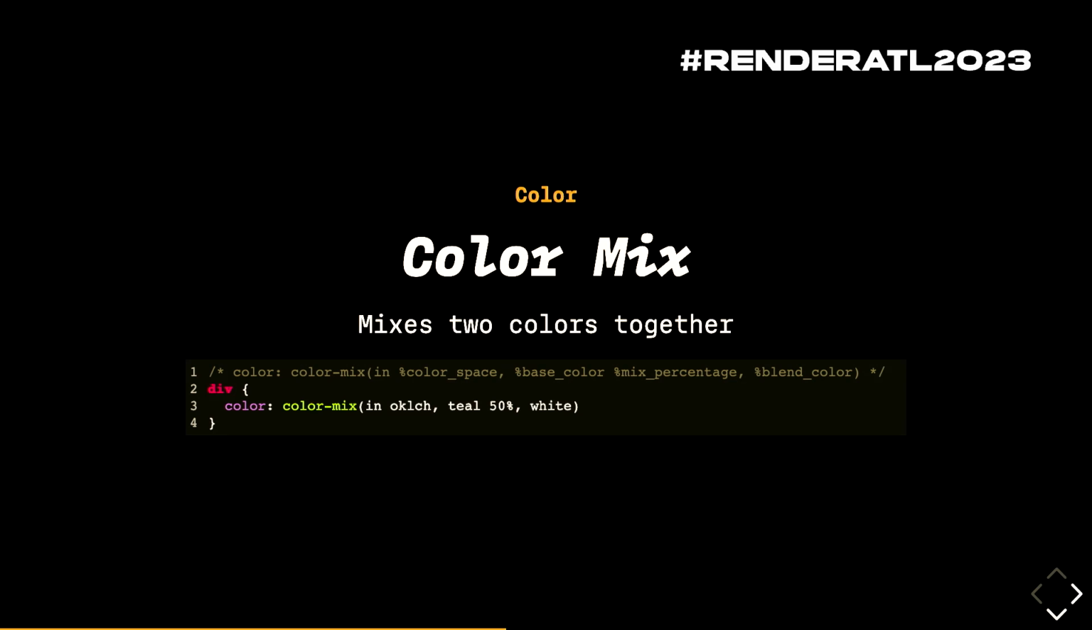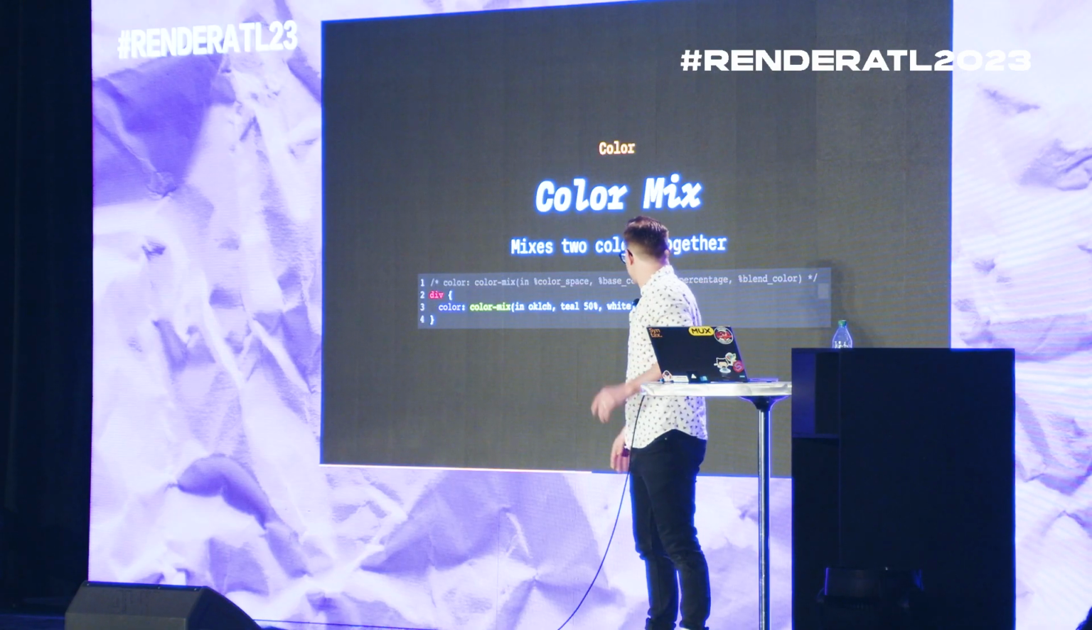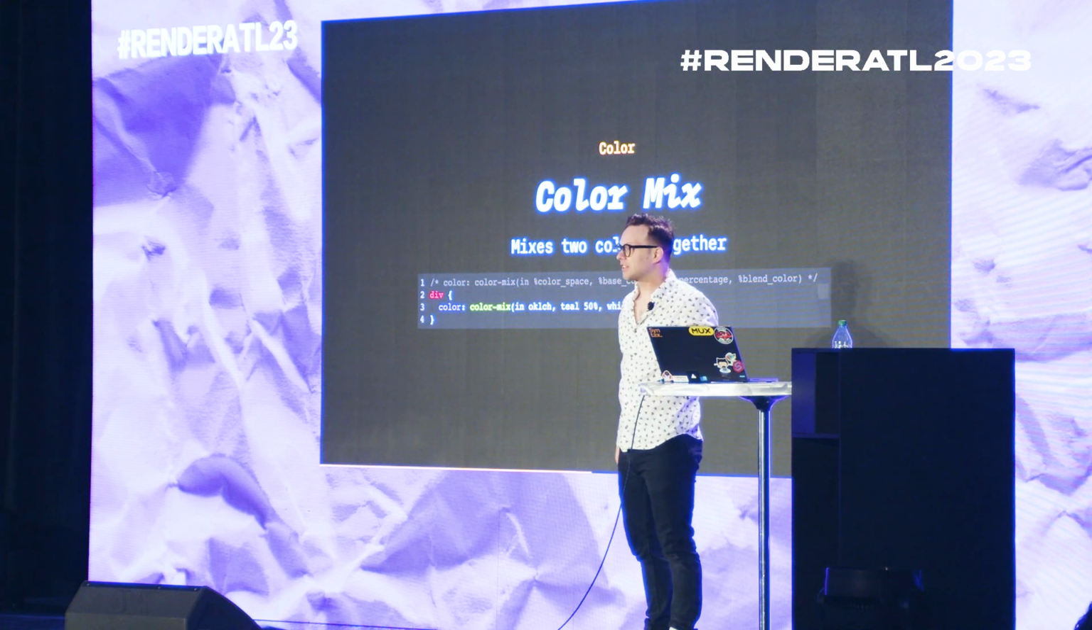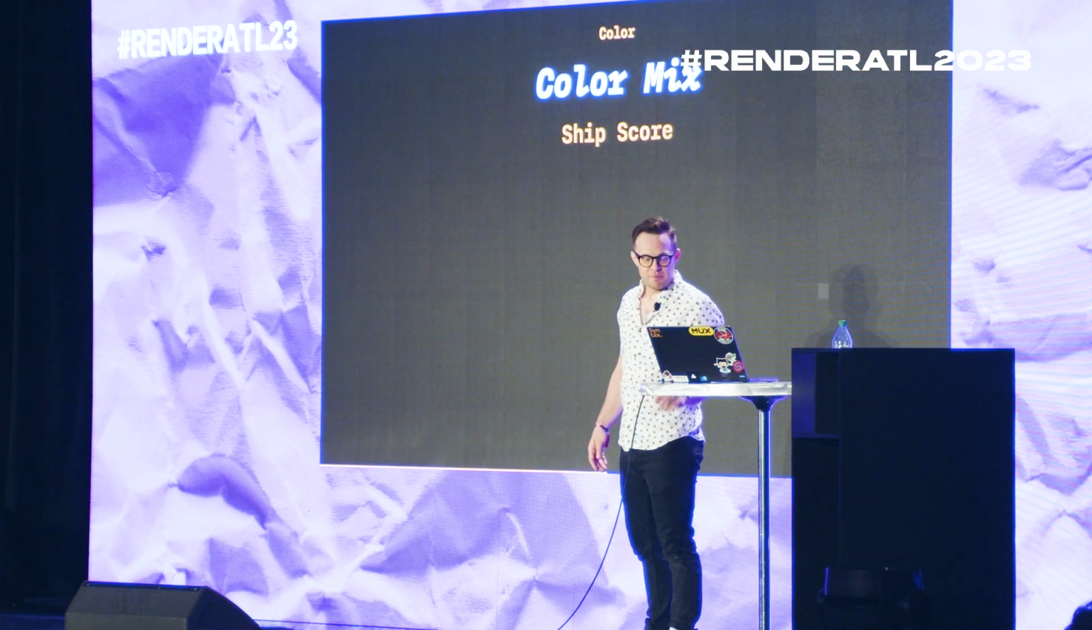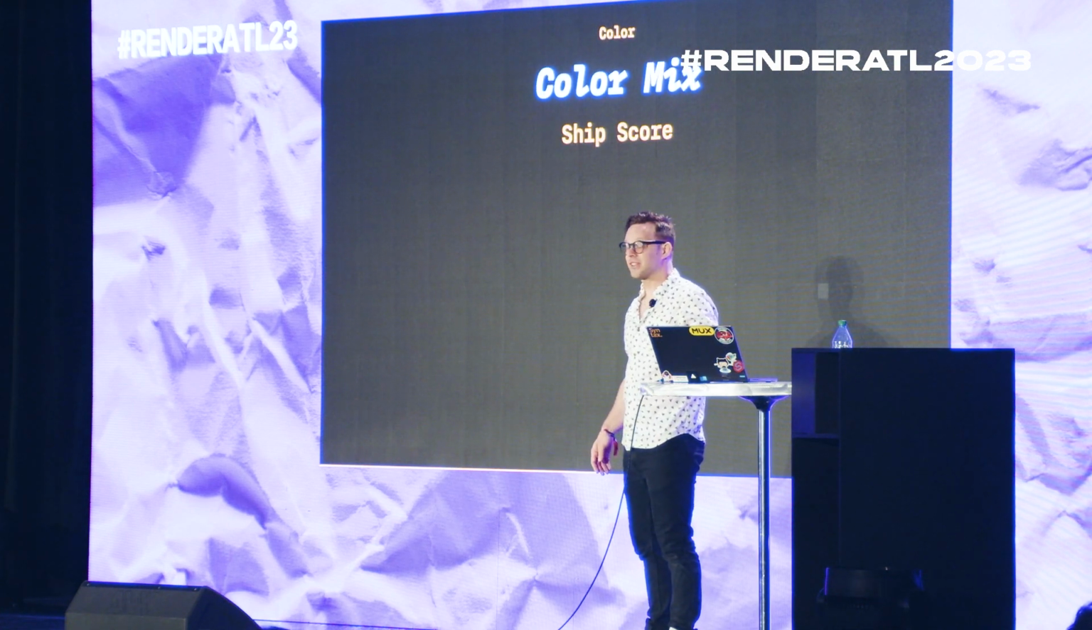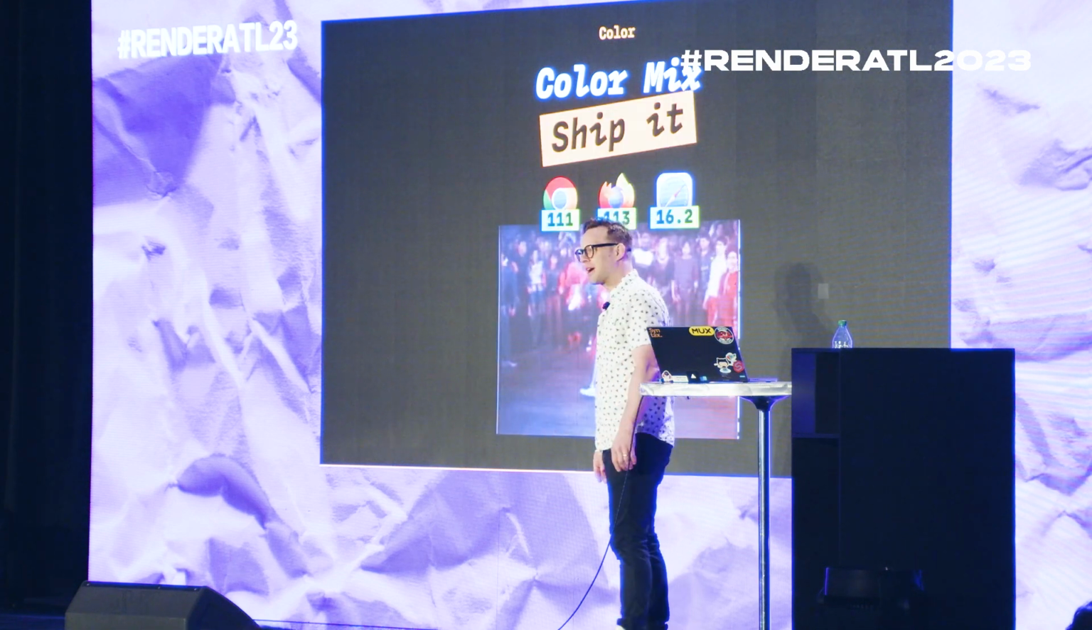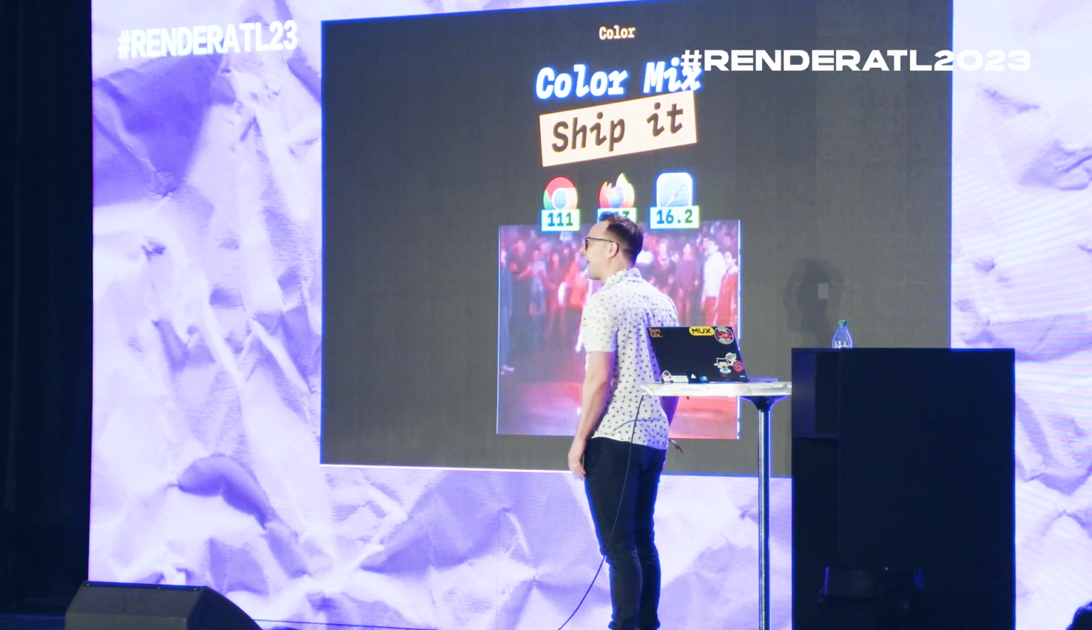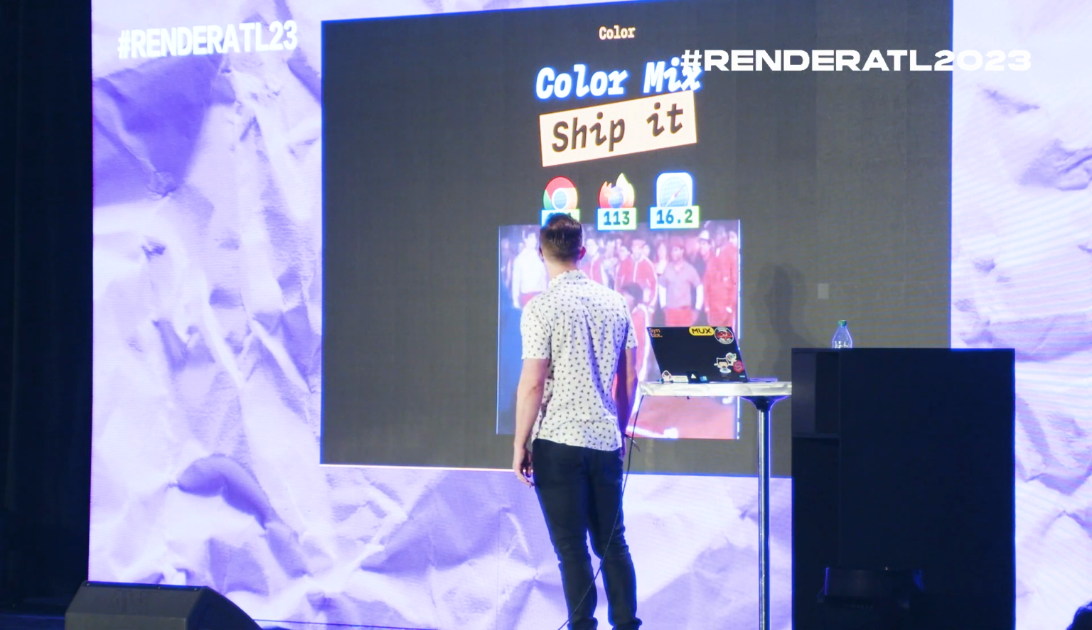So in this case, we're creating a tint of teal, right? And this is a really cool syntax. I've been wanting to do this stuff forever, to make color systems automatically. And it might surprise you that the ship score for this is supported in all major browsers, which is cool. And there's a PostCSS plugin for it if you want to do a fallback.